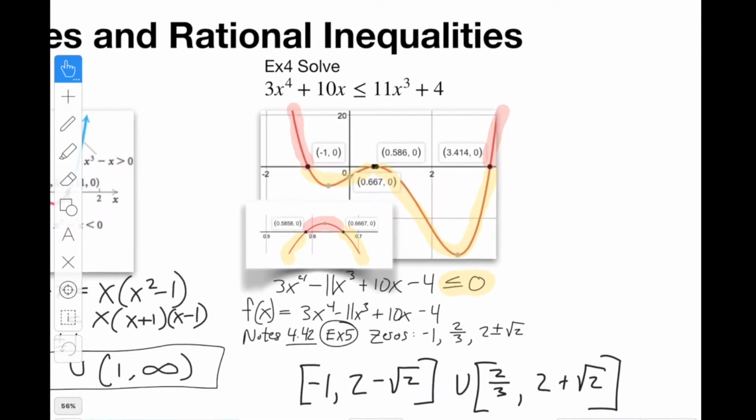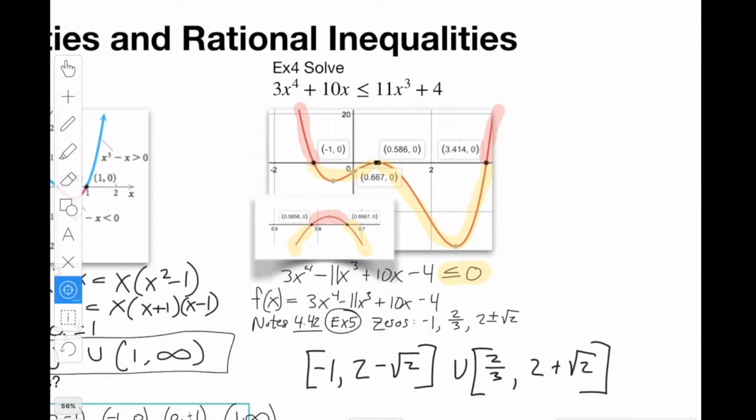Next example. This is pretty complex. You can see here, you've got this huge inequality. You have to figure out for what x values this inequality is going to be true. Well, if you take these two terms and subtract them over to the other side, you get this, less than or equal to 0. And then you could graph the related function. F of x is equal to all of this.